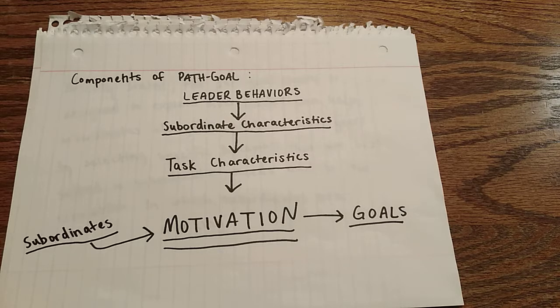The directive leadership characterizes a leader who gives subordinates instructions about their task, including what is expected of them, how it is to be done, and the timeline for when it should be completed. A directive leader sets clear standards of performance and makes the rules and regulations clear to subordinates.